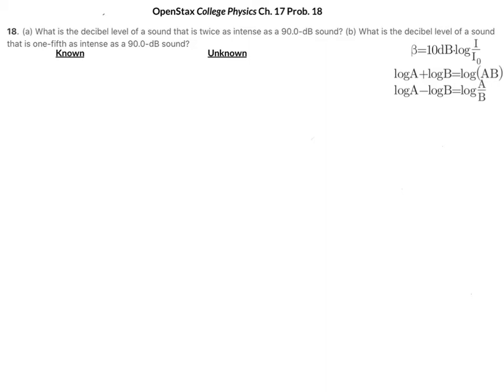So we know that the decibel level of a sound is 90 decibels. Let's call this beta 1. That's 90 decibels. In part A, we're told that the intensity of sound 2 is twice the intensity of sound 1. In part B, we're told that the intensity of another sound, let's call it 3, divided by the intensity of sound 1 is 1/5. So what we're looking for is the decibel level of sound 2 and the decibel level of sound 3.